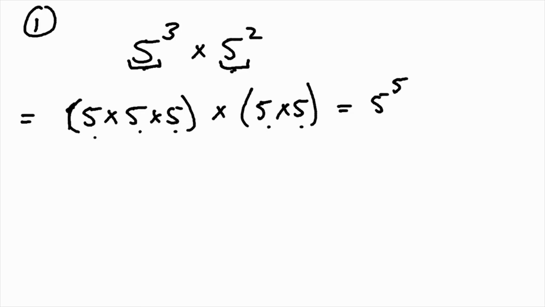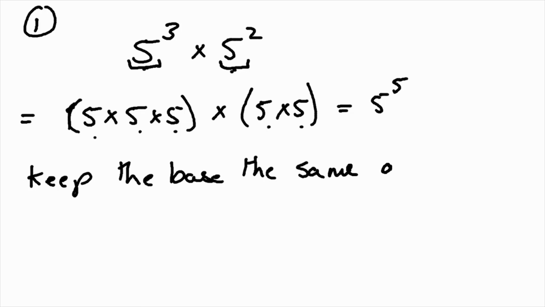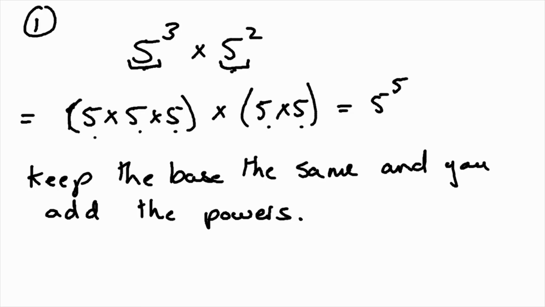So this is where we come up with the first law. One way I remember it is by saying we keep the base the same, and you add the powers. Did you see here when we're multiplying two things of the same base, we are adding the powers 3 and 2. 3 plus 2 gives you that 5.